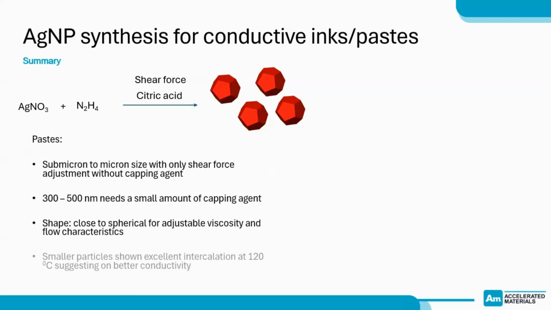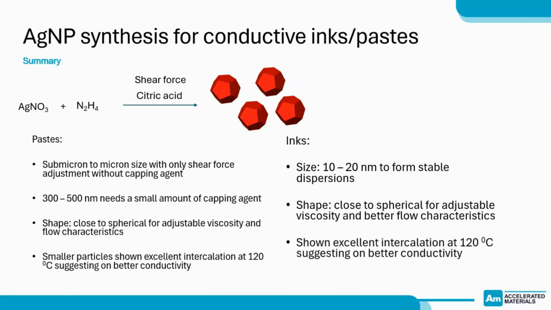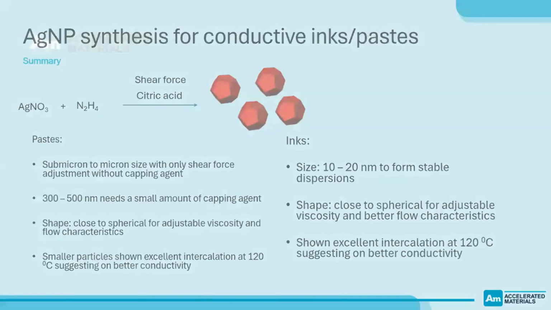So to summarize, we have prepared different silver micro and nanoparticles. All of those particles have a shape close to spherical for the best viscosity and flow characteristics. And they have also shown very nice intercalation after annealing at 120 degrees Celsius. All right, let's go next.